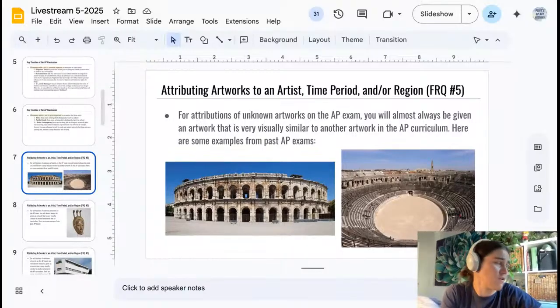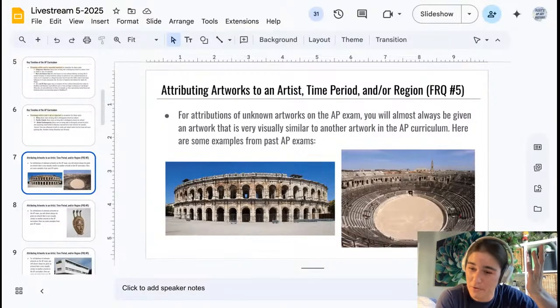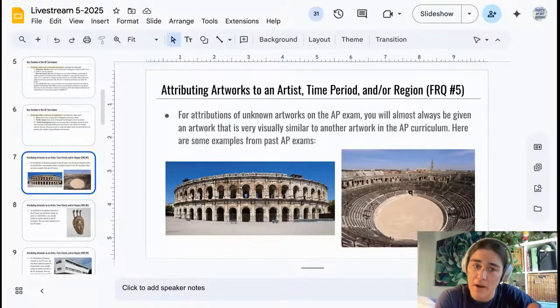The fact of the matter is that some of these, depending on the year, tend to be easier, and then others tend to be more difficult, right? So we're looking at this example right here on the slides right now, right? What is the artwork that is in our AP curriculum that is most similar to this one? Any guesses?